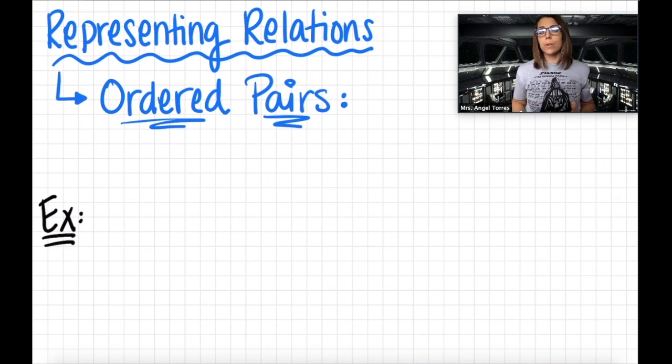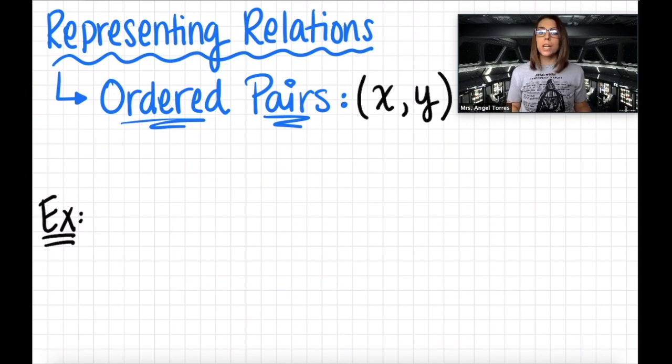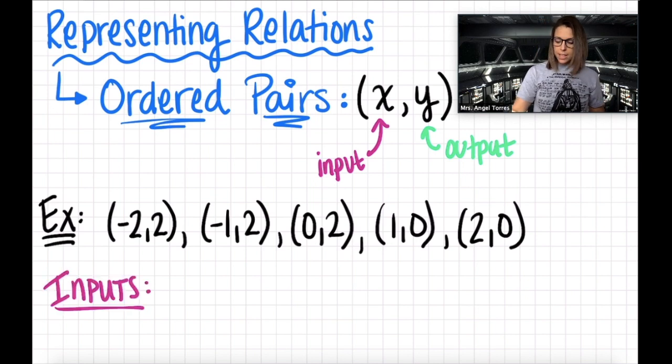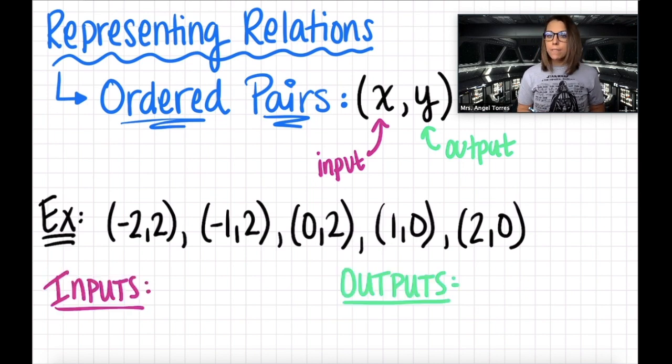So in math, you're going to see a lot of different representations of these relations. The first one we're going to get used to is called the ordered pair, or a coordinate, (x, y). Notice here that there are parentheses around this. That's showing you that this is a very specific relation of input x and output y. So let's take a look at an example. Here I have a set of 5 ordered pairs. Can you give me the inputs and the outputs of these ordered pairs?